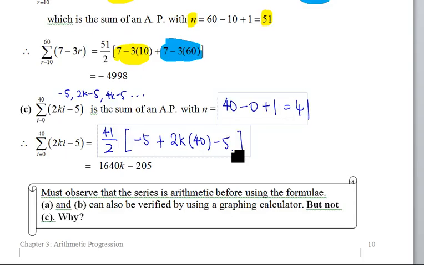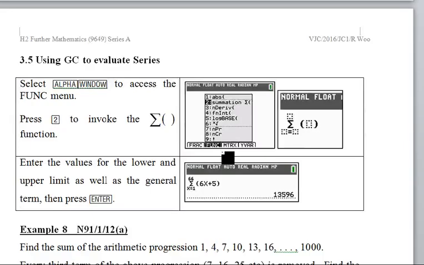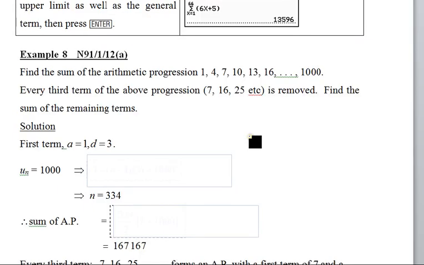But what if it's quadratic? Of course, you will learn later on. What if it's cubic? Of course, you will learn later on. But actually, like I said, if it's quadratic or cubic, you can always use GC. Okay? This one I've done before, so I don't want to go through it. Good. Example 8.